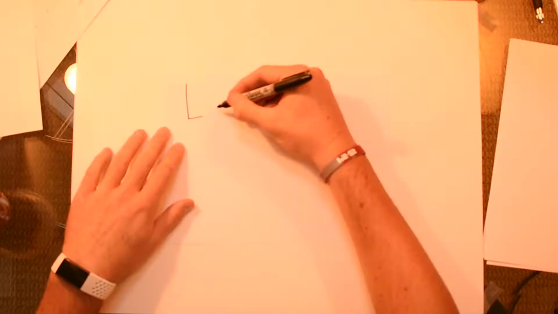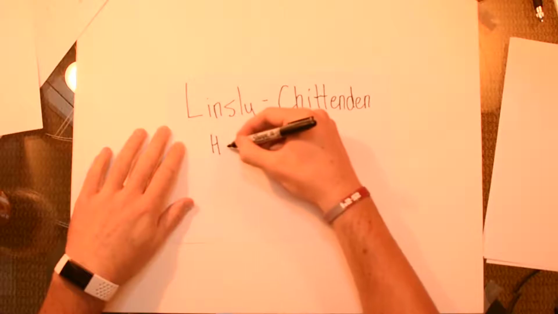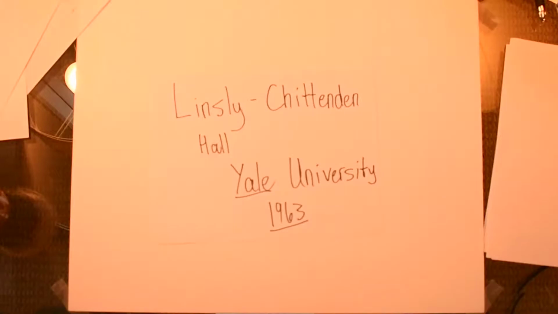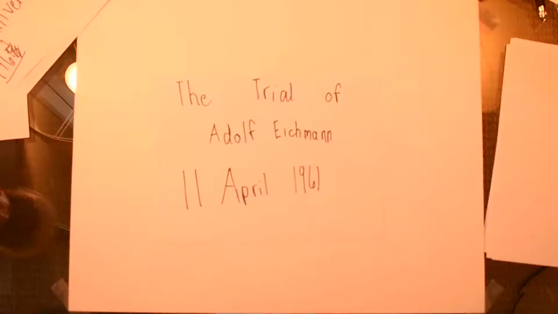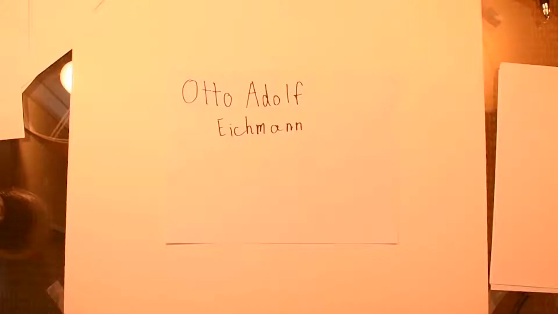It all began in Lindsley Chittenden Hall, in the basement at Yale University, 1963. Scratch that, actually. It was 1961. Directly following the trial of Adolf Eichmann, 11th April, 1961. Otto Adolf Eichmann was a Nazi senior assault unit leader.